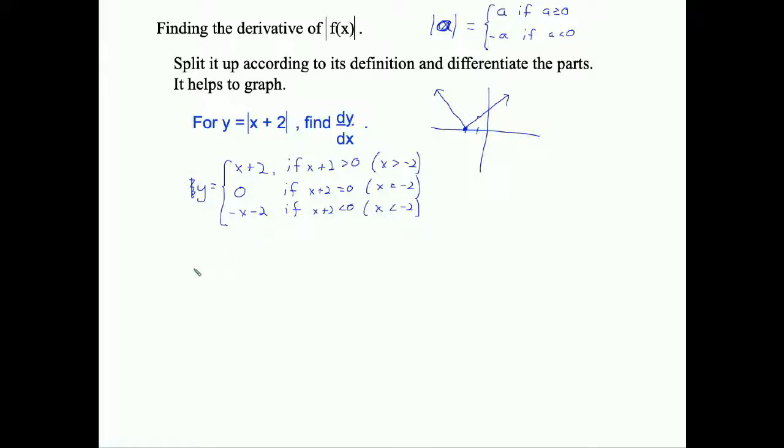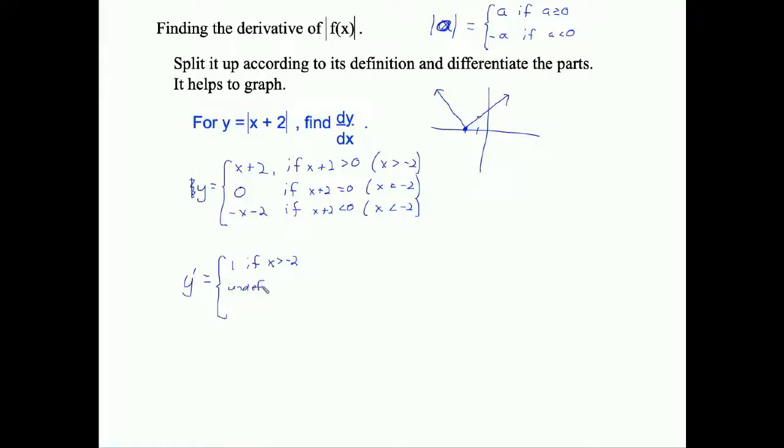And so the derivative of y, now that we split that into those different parts, is just going to be the derivative of each of these parts. So when x is greater than negative 2, so to the right of negative 2, what's the derivative? Well, the derivative of this is 1. So the derivative is 1 if x is greater than negative 2. What happens when x is negative 2? Well, when x is negative 2, we have this sharp point in our graph, so it's undefined.